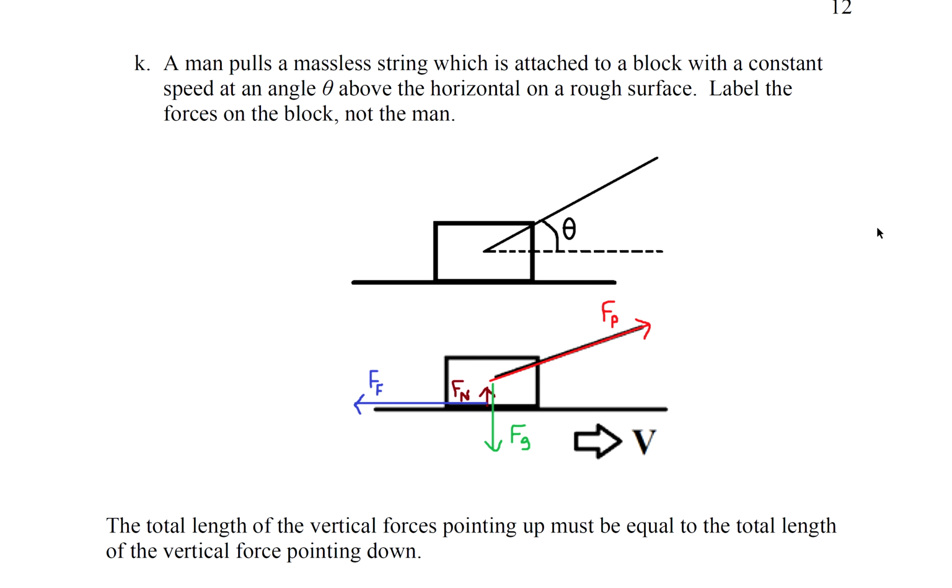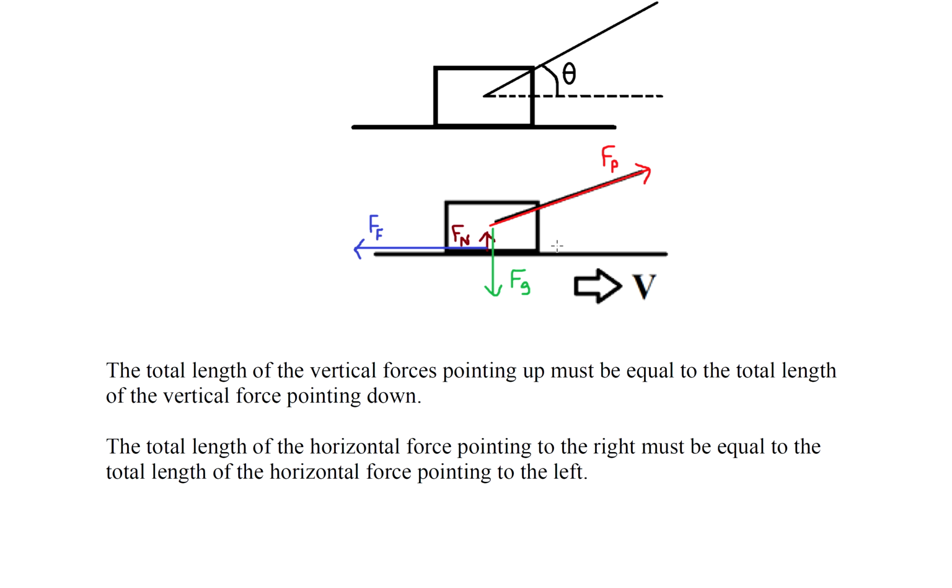Part K. A man pulls a massless string which is attached to a block with a constant speed at an angle theta above the horizontal on a rough surface. Label the forces on the block, not the man. So, we got force of pull, force of normal, force of gravity, force of friction. You notice force of normal is really short in length. The magnitude of force normal is really small.